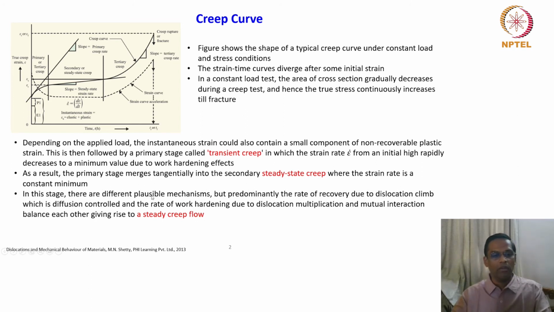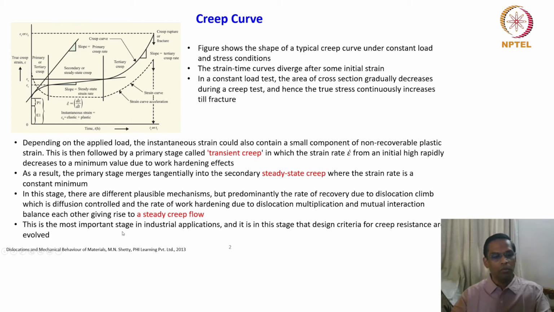In this stage, there are different plausible mechanisms, but predominantly the rate of recovery due to dislocation climb. We are talking about high temperature deformation, so obviously the dislocation climb, which is a diffusion controlled process. This also we have discussed already. The dislocation climb is a diffusion controlled process, and the rate of work hardening is due to dislocation multiplication. During this, the dislocation multiplication takes place and mutual interaction balance each other, giving rise to a steady state or a steady creep flow. So this is one very quick way of explaining how the steady state is reached during creep deformation. We will look at the details slowly.